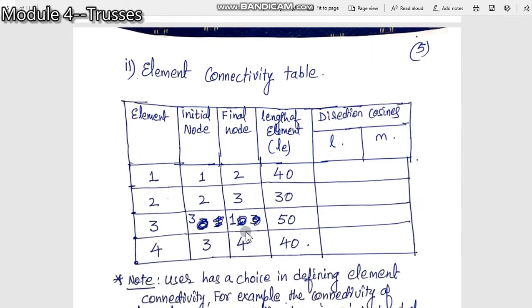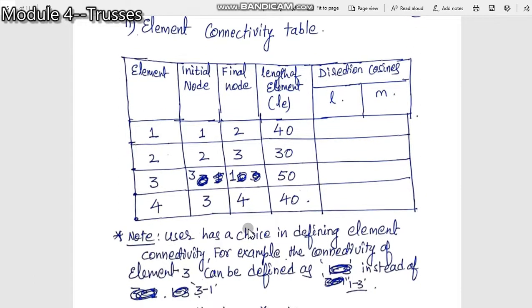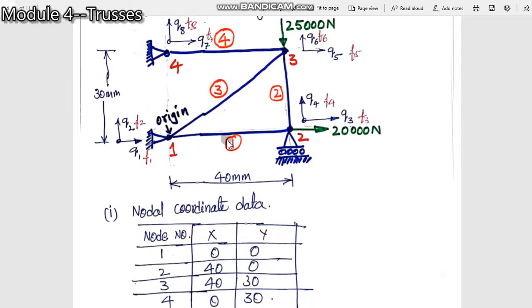Now, the element connectivity table is the most important table, because all your calculations are based on this. Any mistake here and you will end up with a wrong answer. There are 4 elements here. What is important is deciding the initial node and the final node. For element 1, for example, I have taken node 1 and node 2. There are 2 nodes, and I am defining the element connectivity as 1 to 2. So, 1 is the initial node and 2 is the final node. You can also take it as 2, 1 and proceed, but it is up to the user. This is the most important thing, which one you decide as the initial node and the final node.